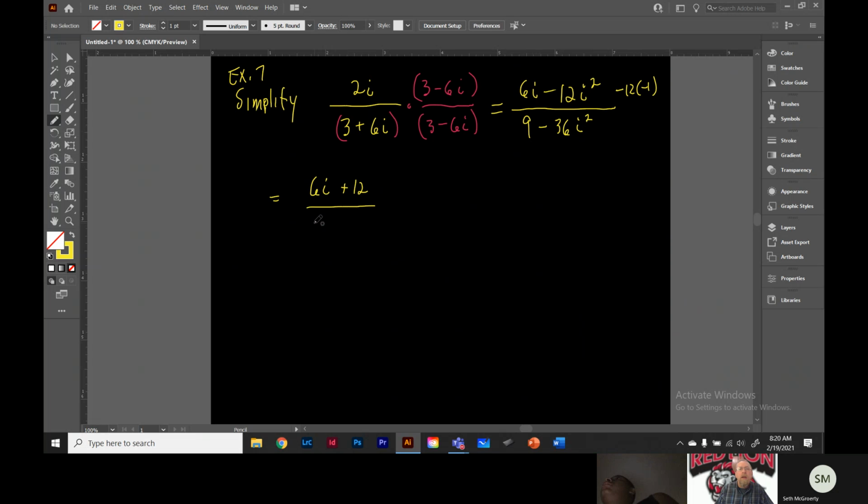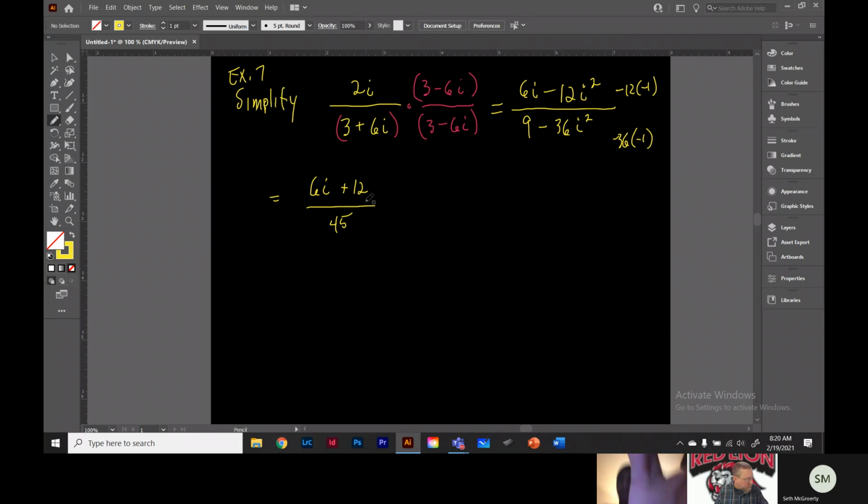All right, and then you do the same thing to the bottom. So you've got a 9, and then this is minus 36i squared. Again, what is this? This is -36 times -1, which is actually a +36. Let's just do that in our head. So 9 plus 36 is what? 45. All right, there we go.